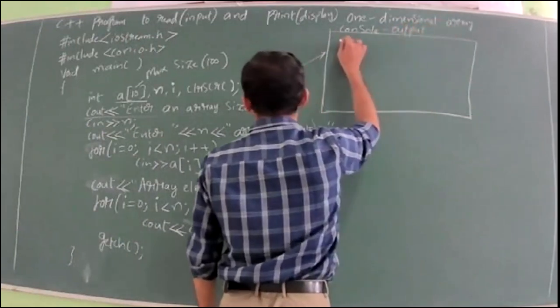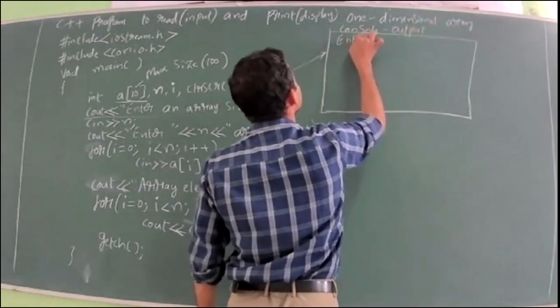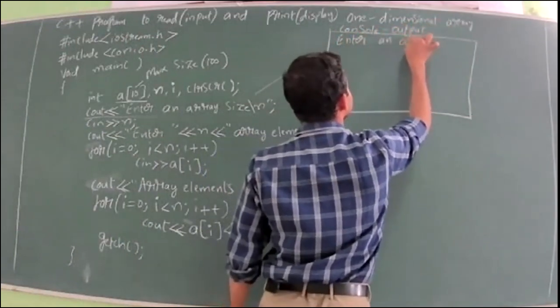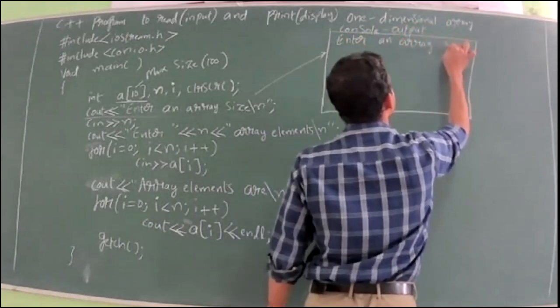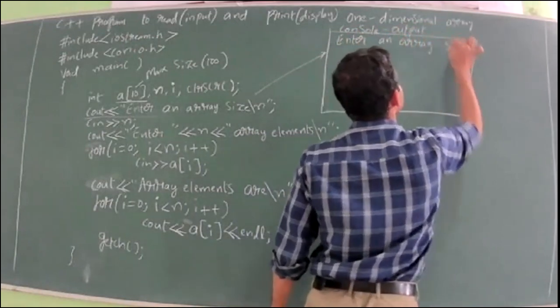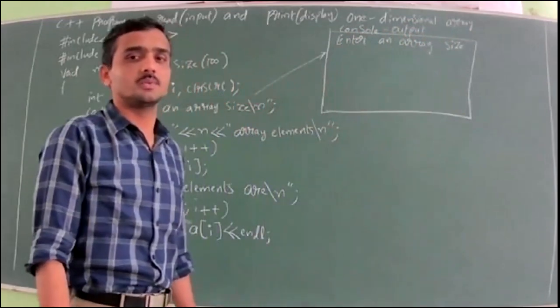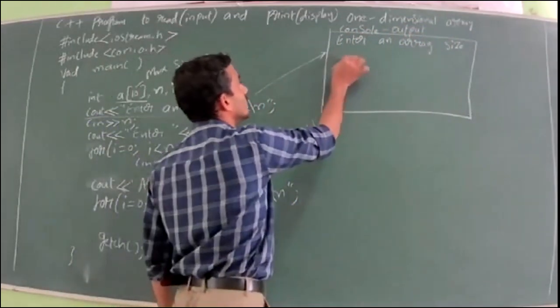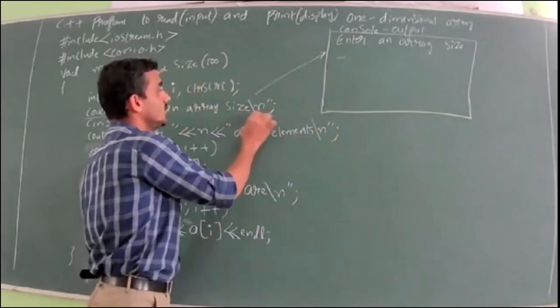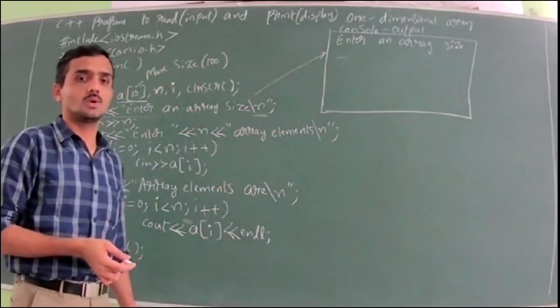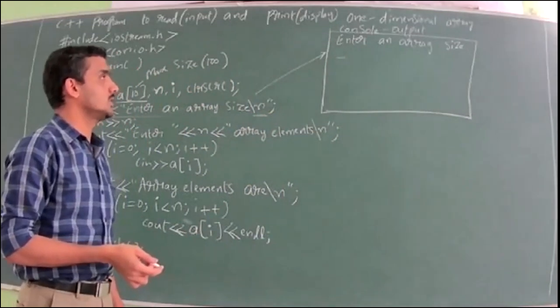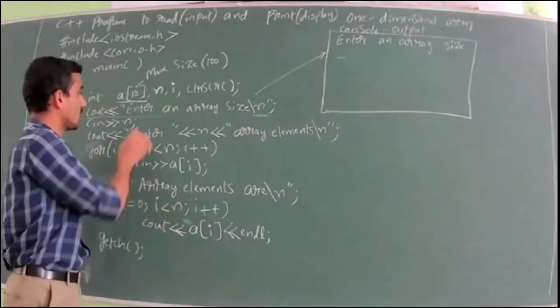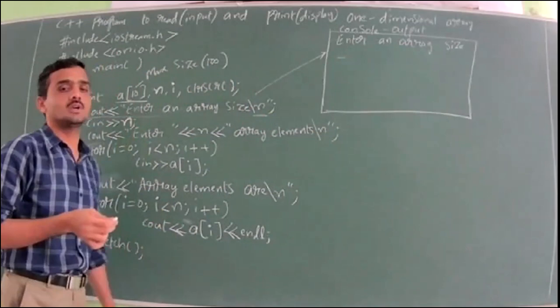So first it will print the message, enter an array size. Then the cursor starts blinking on the next line because there is a new line character, backslash n. Now you enter the value for n.